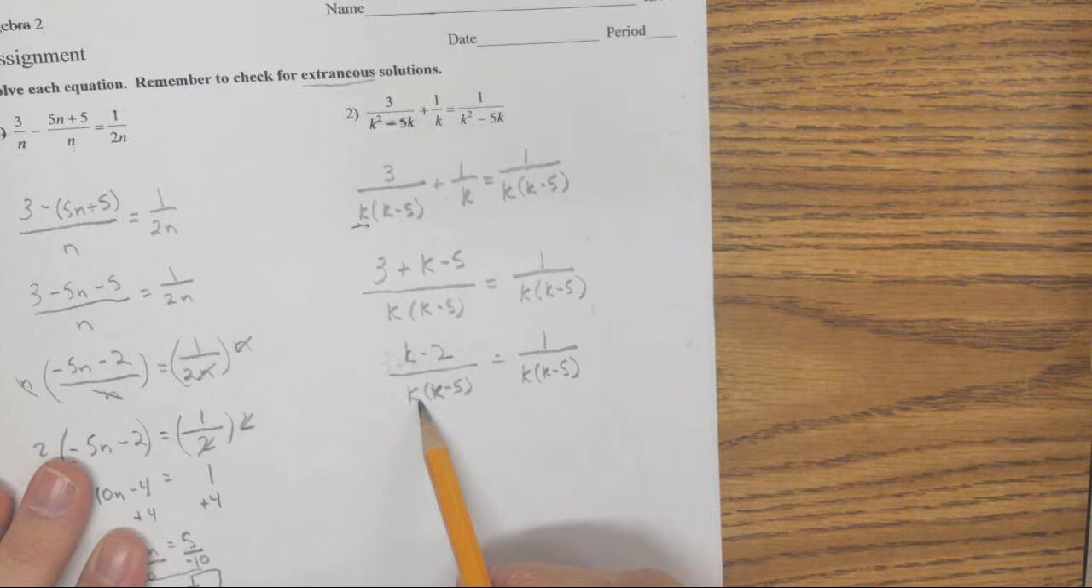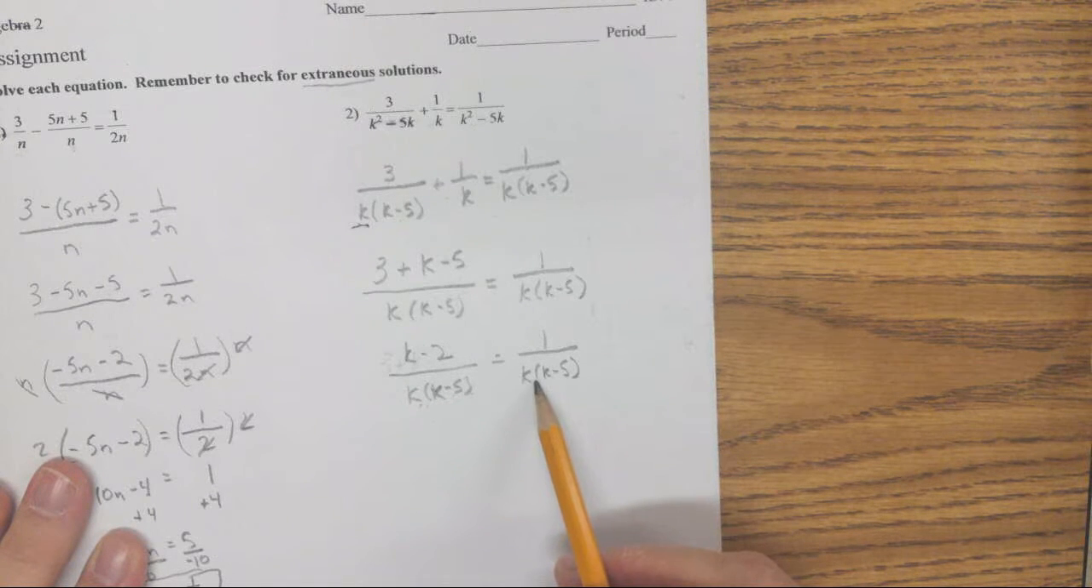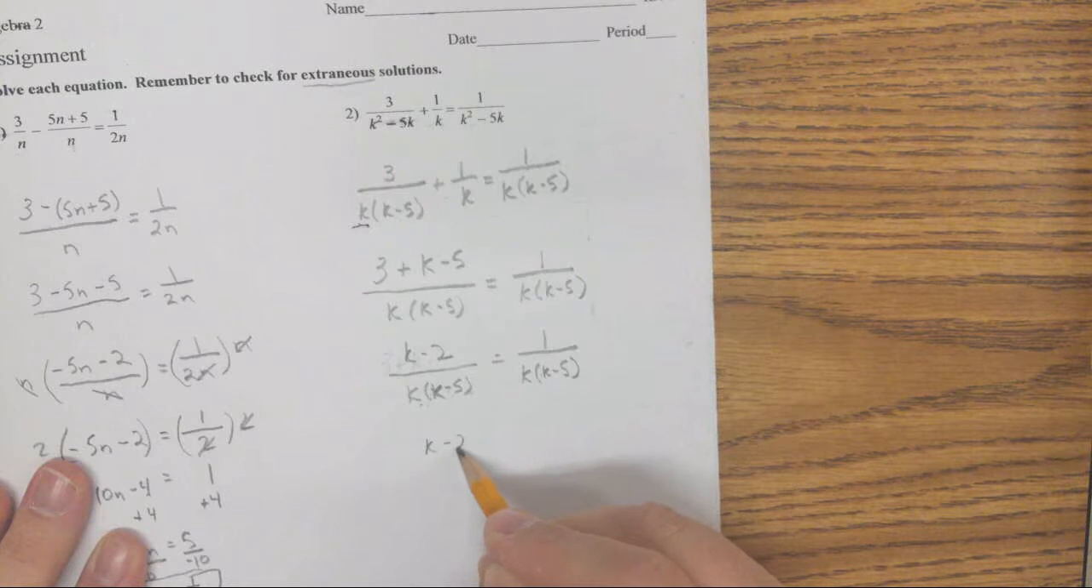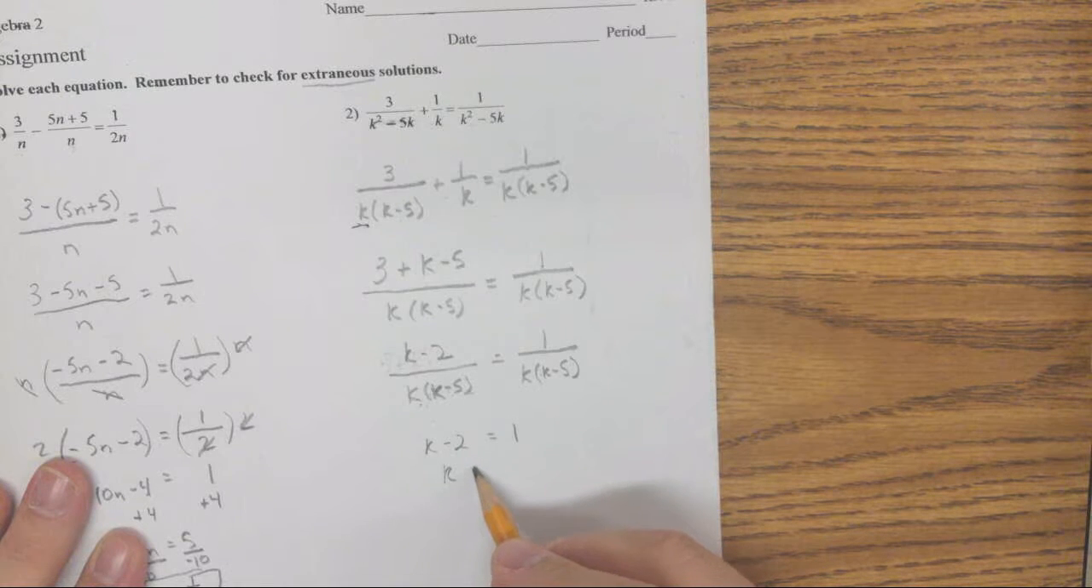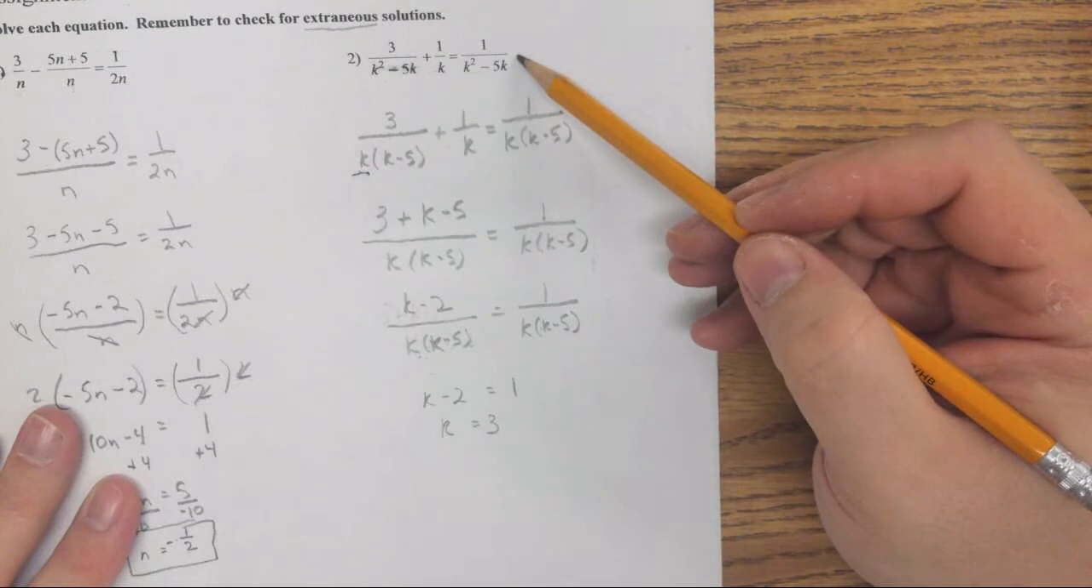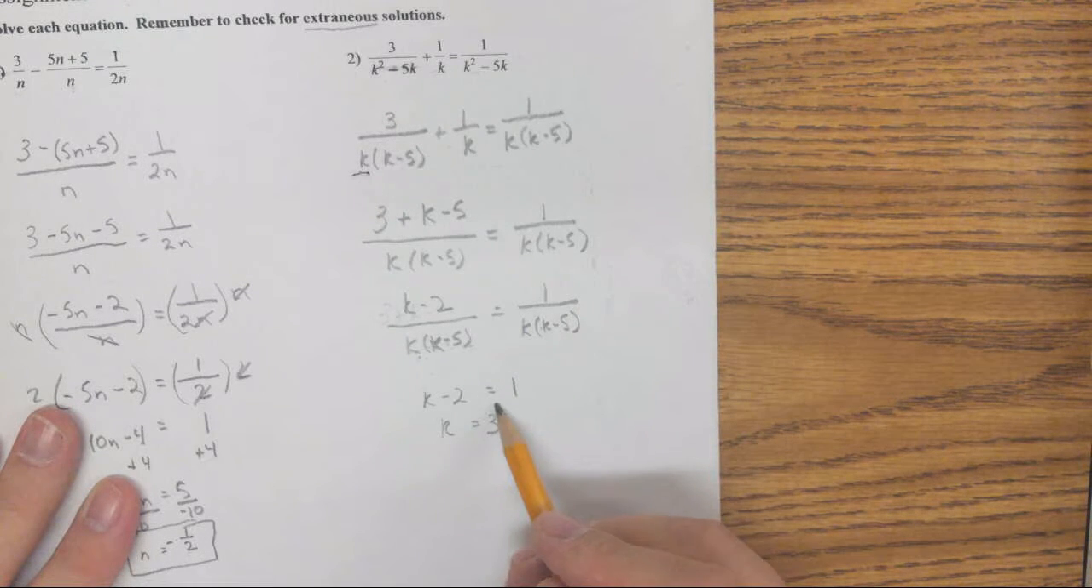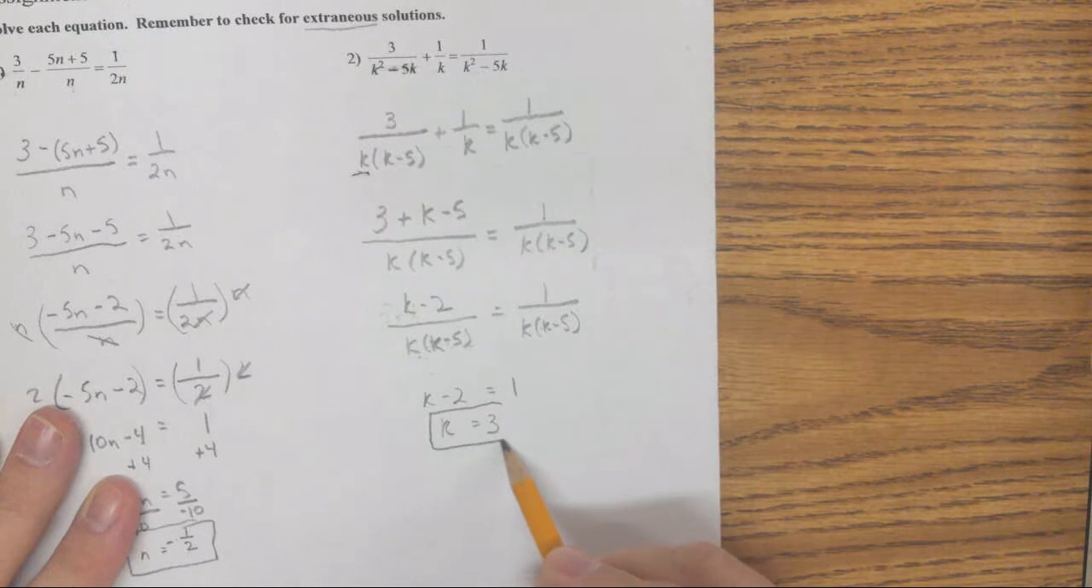I'm going to multiply both sides by K times K minus 5. That's going to eliminate this denominator, and since this denominator matches, it's going to eliminate that one. So now I've got K minus 2 equals 1. Add 2 to both sides. K equals 3. Again, if you take this 3 and plug it in up here, you'll find that it works out. Not an extraneous solution, but you should always check just to make sure. So our solution to that one is K equals 3. Alright, last one.